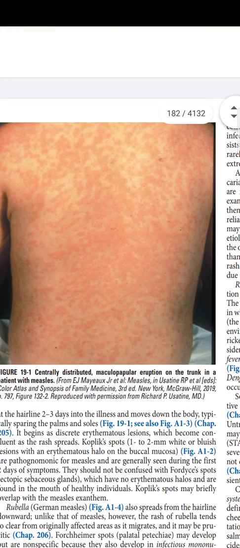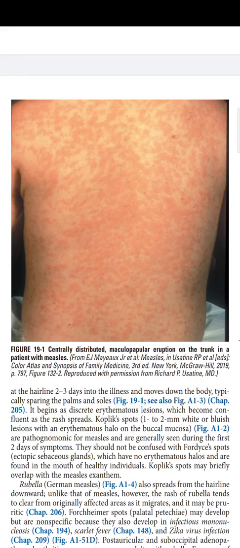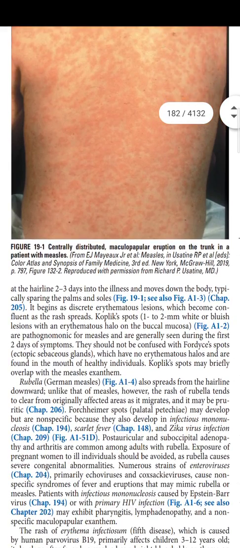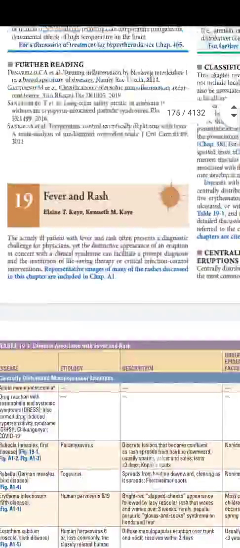And there are many figures in this chapter, PUO, pyrexia of unknown origin and fever of unknown origin. So you would have to go through them. Very important, fever and rash.